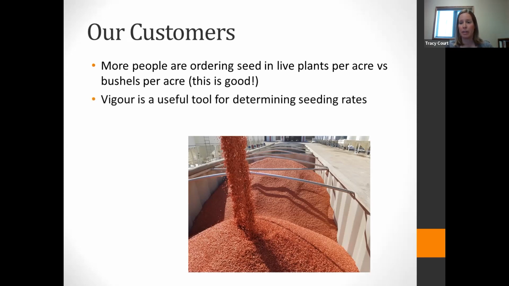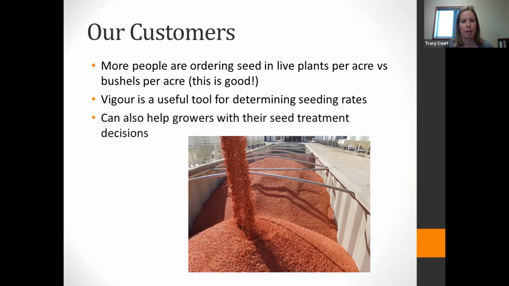I find Vigour is a very useful tool for determining seeding rates. With the testing that we do, we're trying to replicate the spring conditions. So basically taking a seed lot and trying to estimate how that seed lot is going to perform when you actually put it in the ground in the springtime.